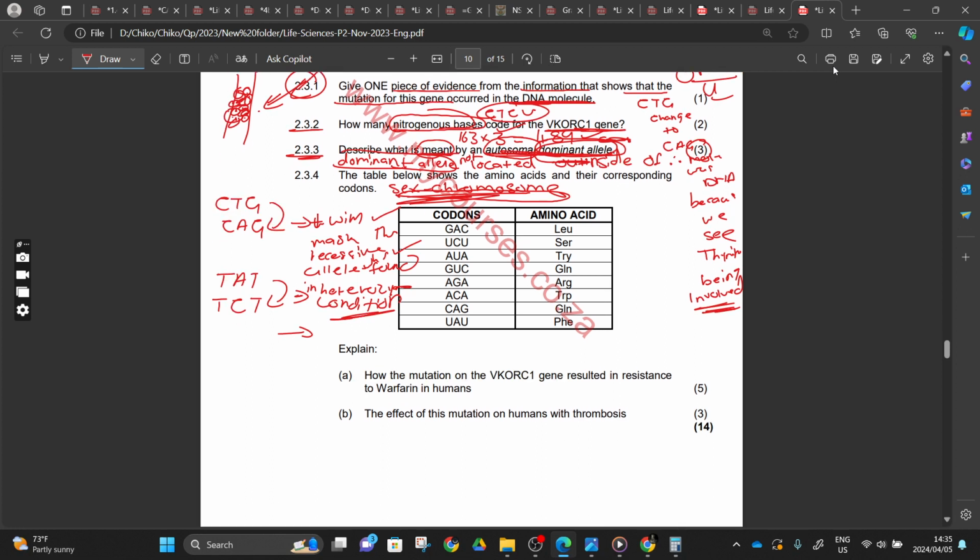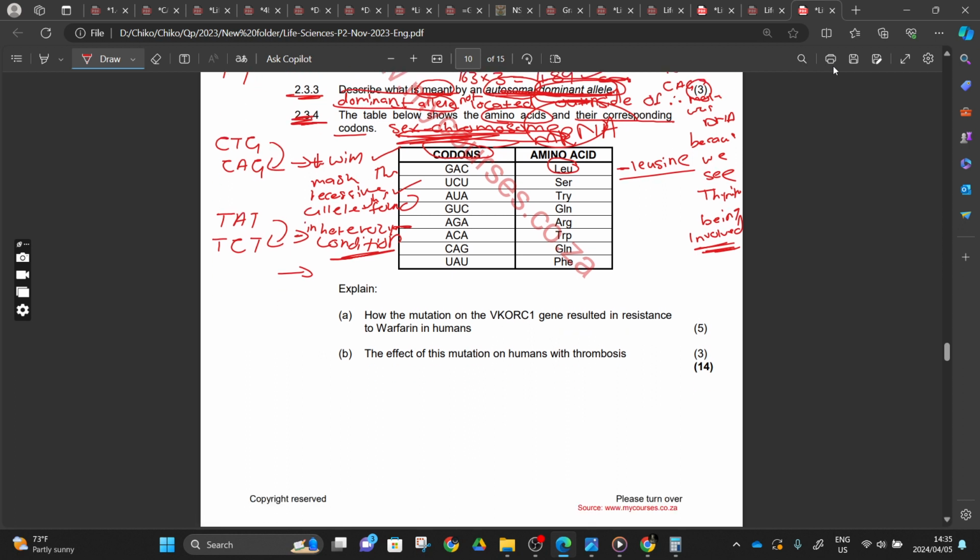So we can move on to 2.3.4, which says the table below shows the amino acids and their corresponding codons. Where do we find codons? We find codons from mRNA. So we have the mRNA sequence and we have the amino acid. As you can see here, in some questions they can give you the abbreviation, such as leucine, and in others they can give you the full name, like leucine, serine, threonine, glycine, those amino acids, right?